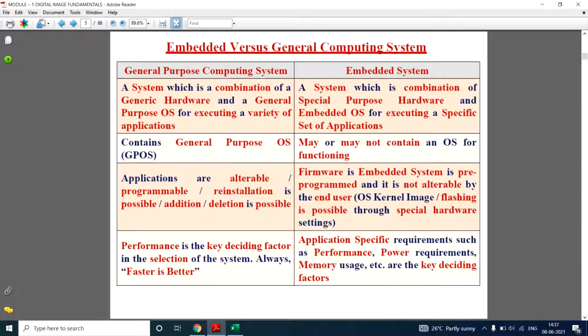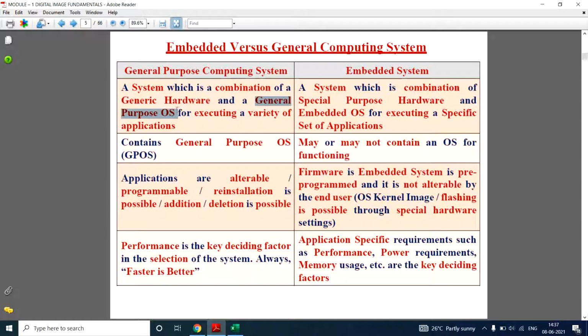So whenever we discuss this, we should know the difference between an embedded system and a general purpose computing system. The first difference: a general purpose system is a combination of generic hardware and a general purpose OS for executing a variety of applications. It's not for any specific reason, it's for general usage, like mobiles, laptops, desktop computers. They are not for any particular application. So we can use any general hardware, and any general purpose OS is also okay.